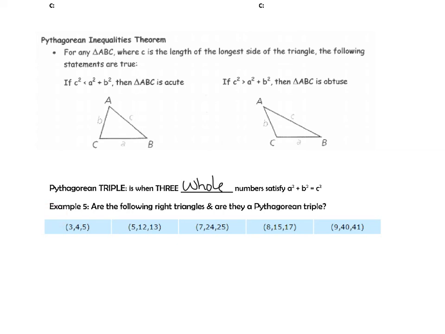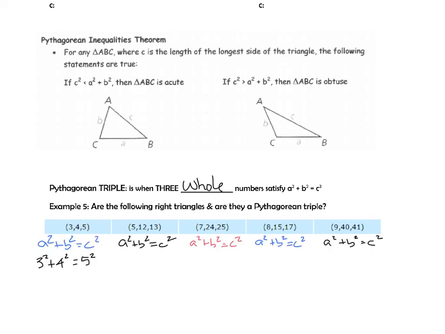So example 5: are the following right triangles? And if they are, are they actually a Pythagorean triple? We are going to plug them into our Pythagorean theorem and see if they actually work. If they do, then yes, they're a right triangle. And yes, because these are all whole numbers, they would be a Pythagorean triple.